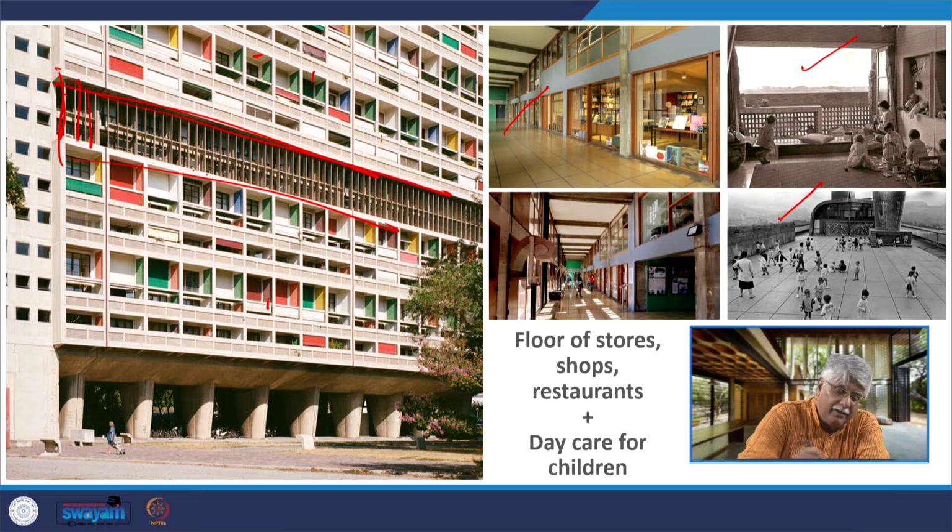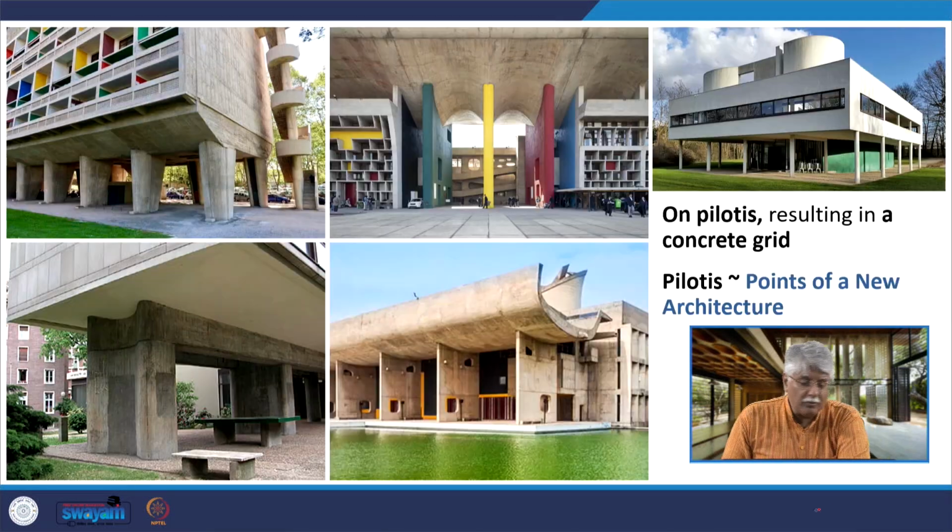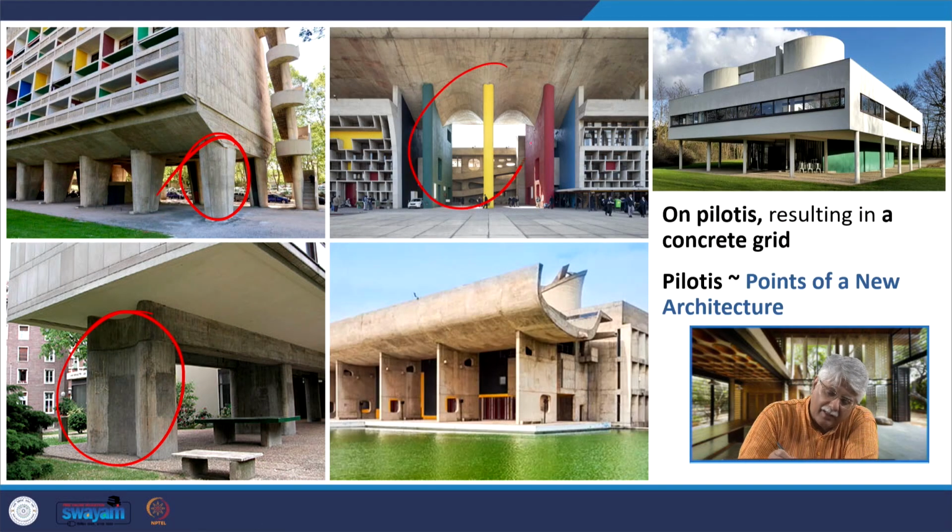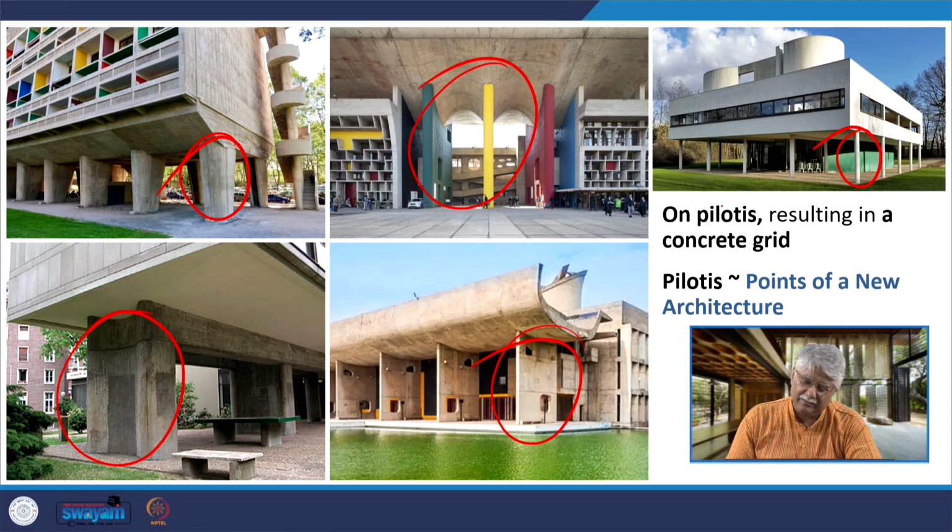This actually outwardly shows the shopping floor. So on Pilotis, Unité Habitation is standing, resulting in a concrete grid. This Pilotis is also there in the Pavillon Suisse I showed you earlier. It is there in the High Court building in Chandigarh. It is there in the Assembly building in Chandigarh. Again, refer back to modern Indian architecture. And this is the original Pilotis in the Villa Savoye.